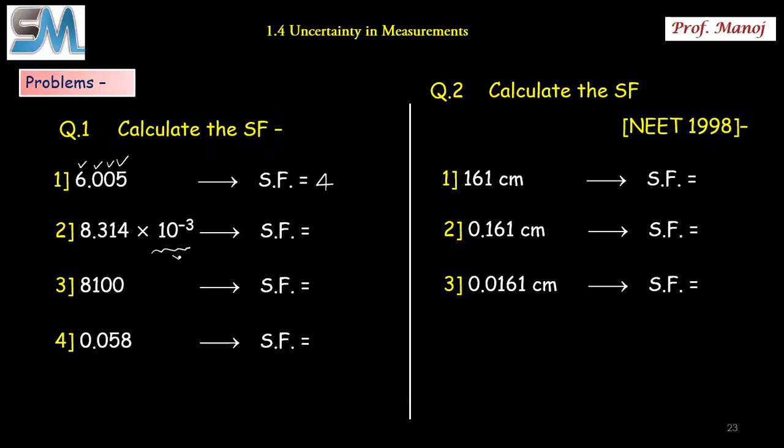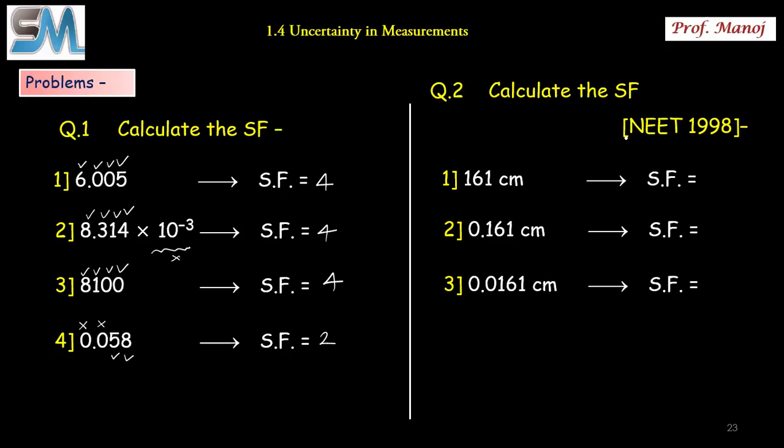Power of 10 is not counted. The rest of the numbers are seen. 4. 8100, 4 significant figures. 0 here and 0 here not counted. So 5 and 8, only 2 significant figures.